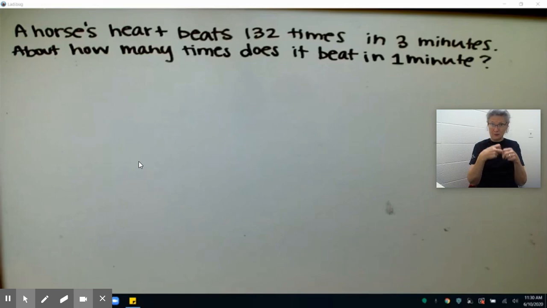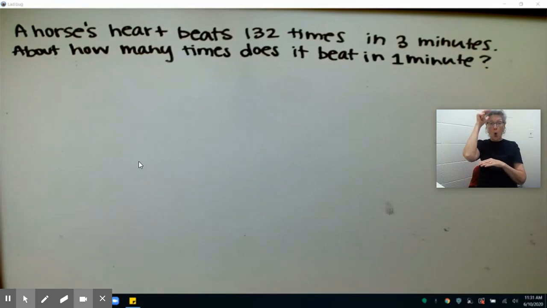And so our first step to tackling that problem is to estimate our quotient using compatible numbers. Compatible numbers doesn't mean that you're estimating or that you're rounding. Compatible numbers are numbers that work really well together so that you can use mental math in order to solve a problem. Let's try that out with this example.